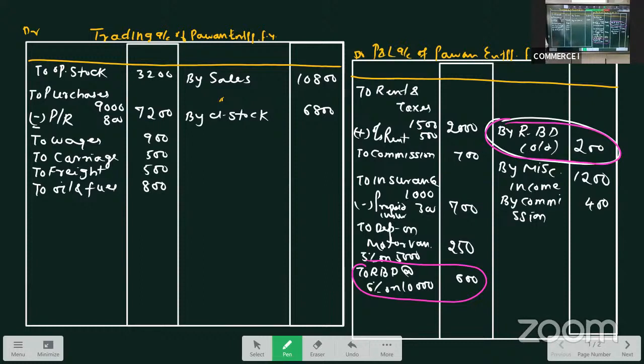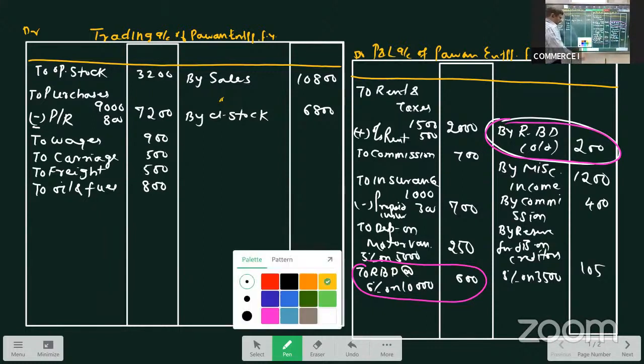What is the creditors value given? 3,500. This item will come on the credit side as reserve for discount on creditors. How much? 3% on creditors. 3% on 3,500. It will be 105. Right? Now, we are done with all the items related to trading account, P&L account.